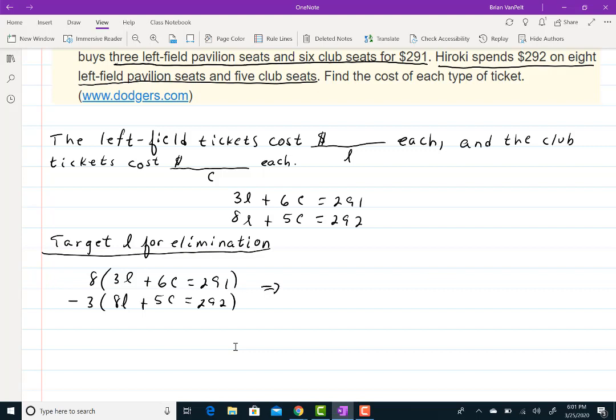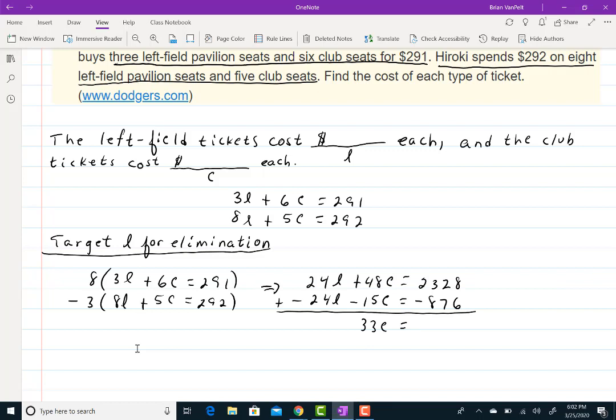So let's see what this gives us. When I do the 8 through, I'll have 24L plus 48C equals, let's see here, 2328. And for the second one, I'll get -24L minus 15C, and that one will equal -876. So when I add these two things together, I'll get 33C is equal to 1452. Obviously, the thing to do is to divide by 33, and we get C is equal to 44. So each club ticket cost $44.